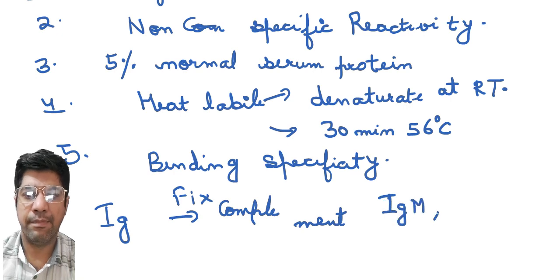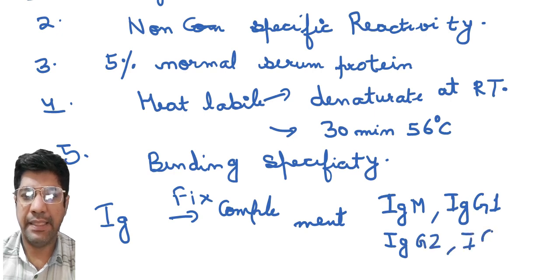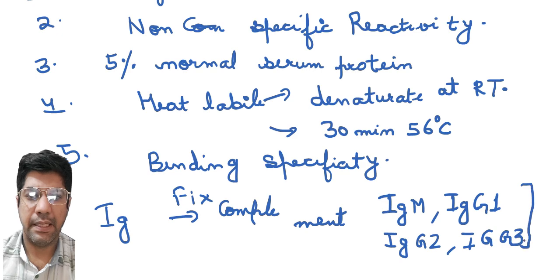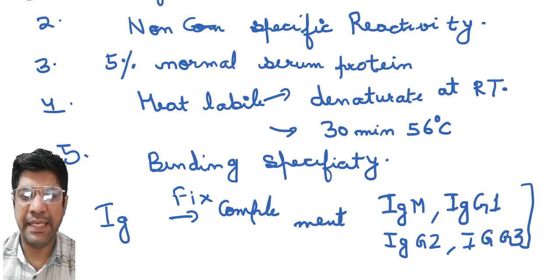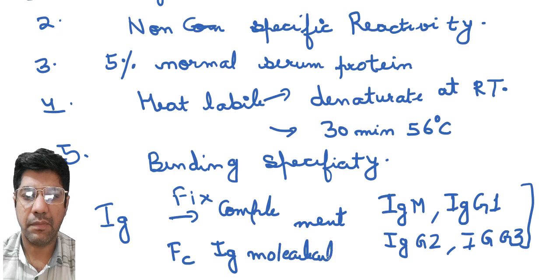Only IgM, IgG1, IgG2 and IgG3 can fix complement, whereas IgG4, IgA, IgD and IgE cannot. So the site of complement binding is located on the Fc piece of the Ig molecule. Specifically the CH2 domain on the IgG and CH4 domain on IgM.